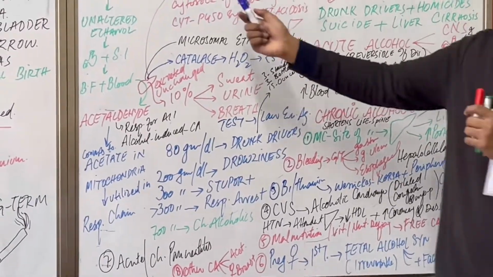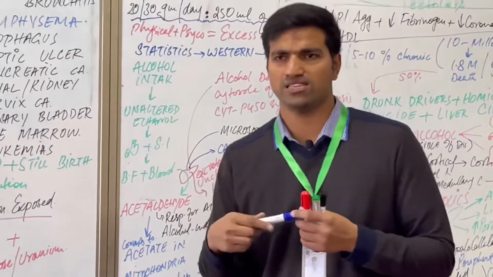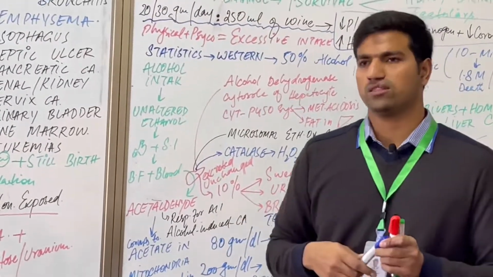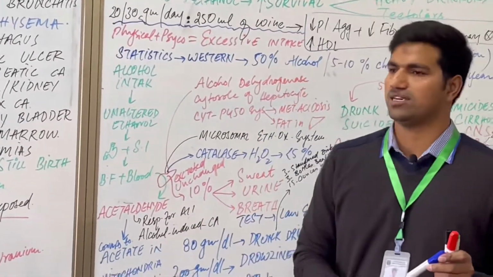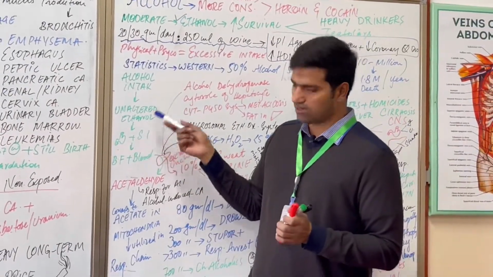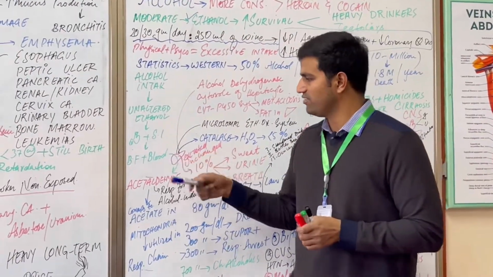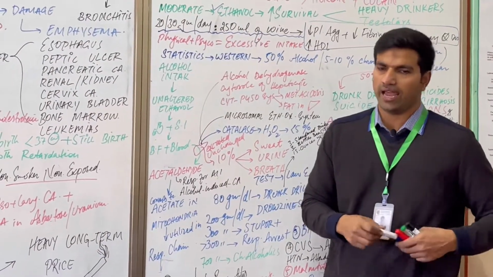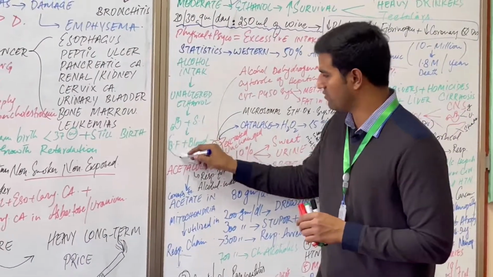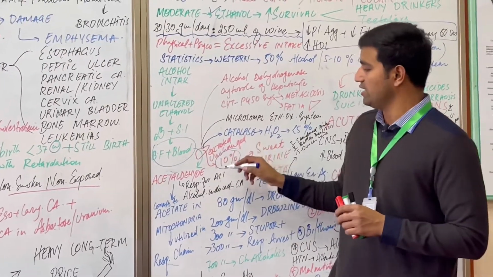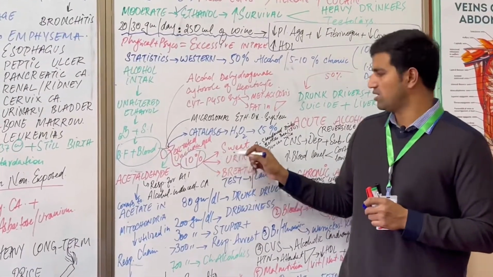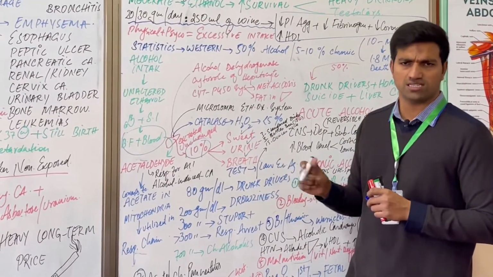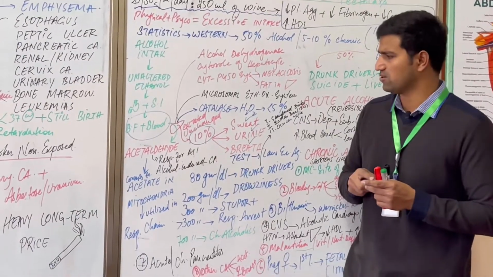Okay, now we will discuss some mechanism of action. First of all, when there is alcohol intake, there will be absorption of unaltered ethanol in the stomach and in the small intestine. That unaltered ethanol distributes equally in the blood and body fluids. From that blood and body fluids, 10% is excreted unchanged into the sweat, urine and breath. A breath test is done by our law enforcement agencies to check whether the person is drunk or not.